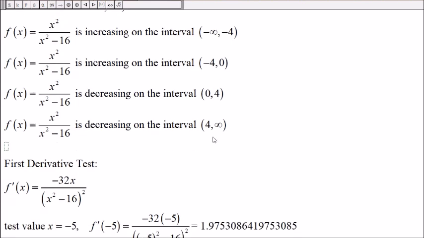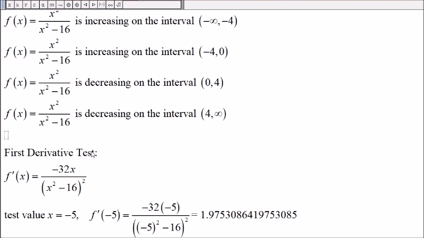So once again, with the first derivative test, if we pick any number inside of this interval and then evaluate the derivative at that number, we get a positive value because the function is increasing on that interval. So let's say we pick negative 5. Here's the derivative function, and in place of x, we put negative 5. Evaluating this on the scientific calculator, we get a positive 1.97. Again, we're getting a positive value because the function is increasing on this interval.